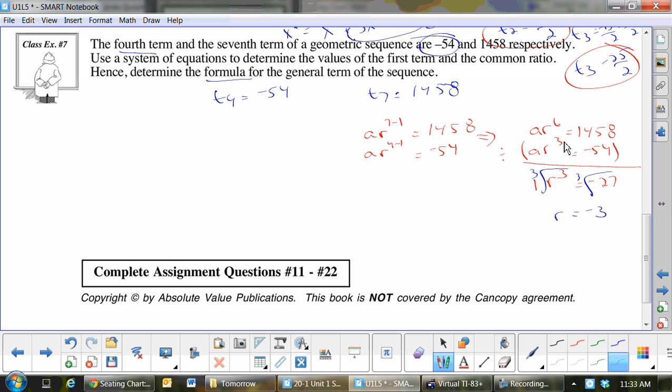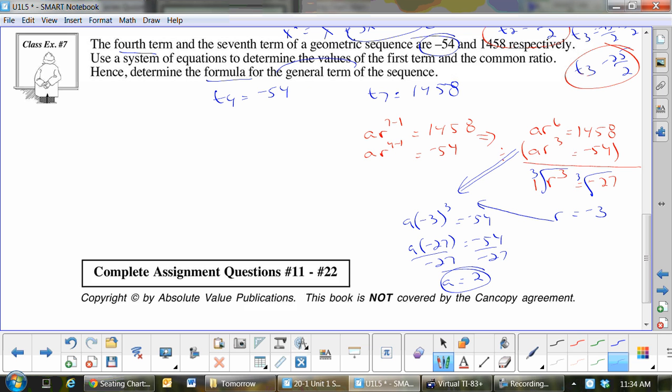Why don't I use this formula? It's smaller, right? So we're going to use this, and we're going to put R in it. So I'm going to get A times negative 3 cubed equals negative 54. Now this is the same thing as A times negative 27 equals negative 54. Then I will divide negative 27 out to both. And A will equal 2. Okay? I'm not done.